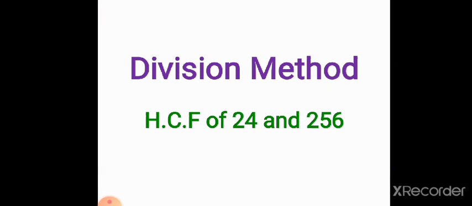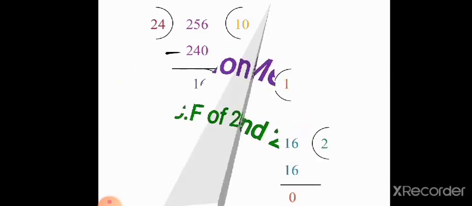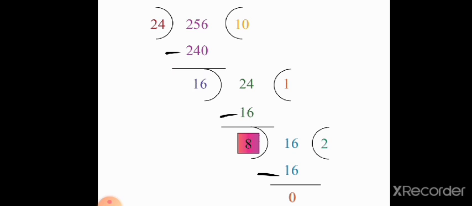Method 3, division method. HCF of 24 and 256. We will solve this method in the form of division using the division rule. So we will divide the greater number by the smaller number, that is, we are dividing 256 by 24. So 24 times 10 is 240. After subtraction, we can see the remainder is 16.